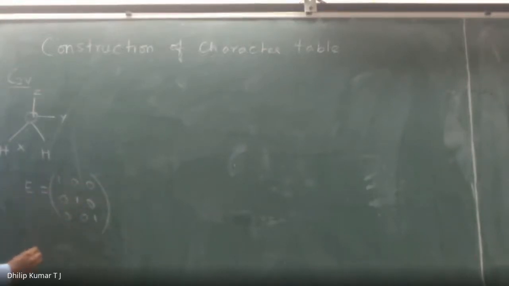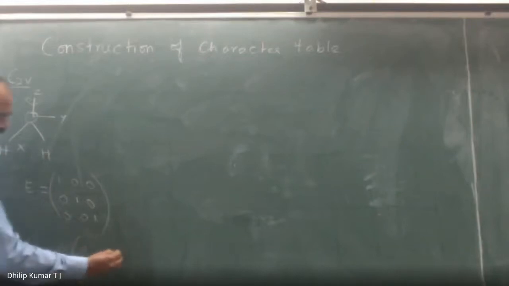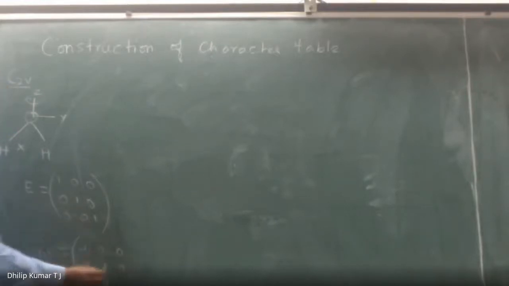So C2 along the Z axis, if you rotate, what do you get? You rotate along the Z axis, C2. The Cartesian coordinates, we are just following the Cartesian coordinates X, Y, Z. We can write x becomes -x, y will become -y, and z will remain as z.